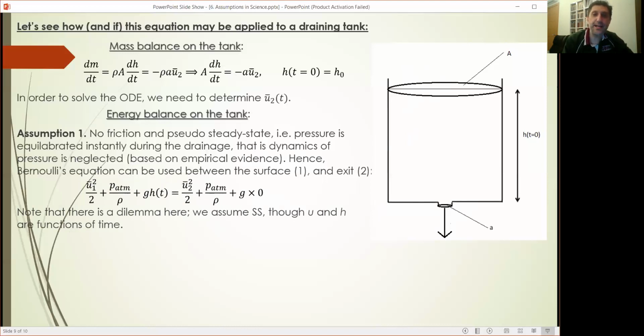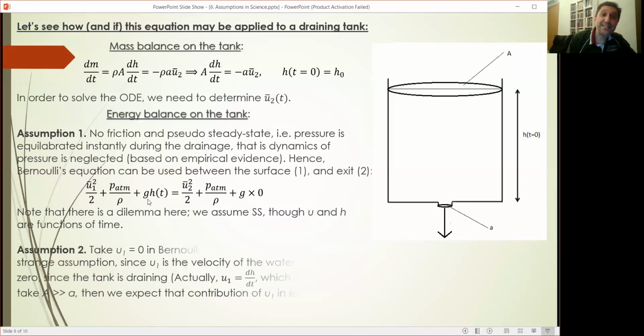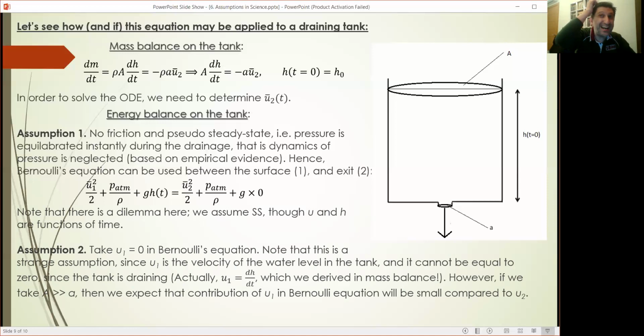actually, there's a dilemma here, as I said. Although we assume steady state, at the same time u and h are functions of time. Yet still, we continue, right? The second one is even more problematic. We are going to take u1 to be equal to 0, or very close to 0, but practically it's going to be 0. Surface velocity is equal to 0. And this is a strange assumption because u1 is actually the velocity of the water level in the tank. It is dH over dt. This is the definition of u1. And note that we have already modeled this dH over dt here.